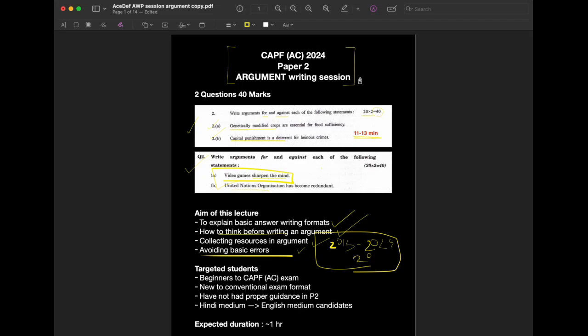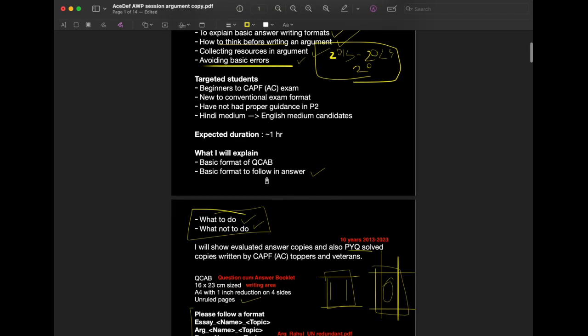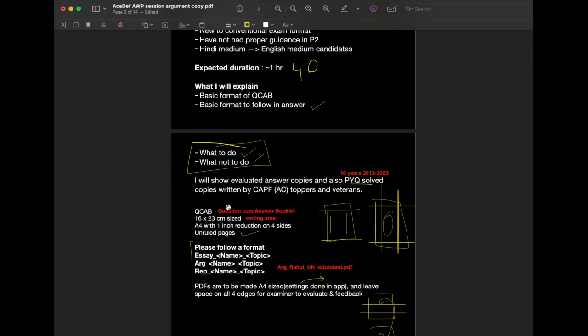So with this I conclude the first part of the argument writing session. The second session will be very brief. I know this has taken 40 minutes. The second session will be very short. It will be around half an hour, and we will discuss on what not to do.